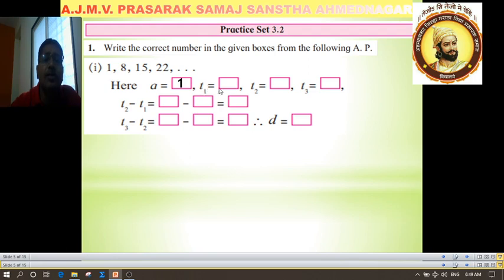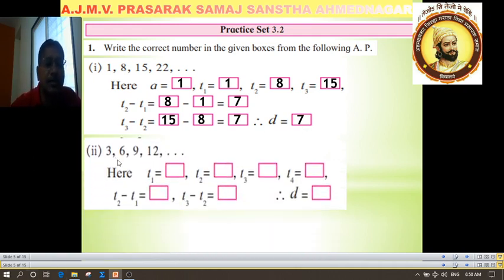1. T1 is also the first term, so again T1 is equal to 1. T2 is the second term, which is 8. T3 is the third term, so T3 is equal to 15. Now T2 minus T1: T2 is 8, T1 is 1, so 8 minus 1 is equal to 7. T3 minus T2: T3 is 15, T2 is 8, so 15 minus 8 is equal to 7. So the difference between any two consecutive terms is 7, which is a constant. So the common difference d is equal to 7.